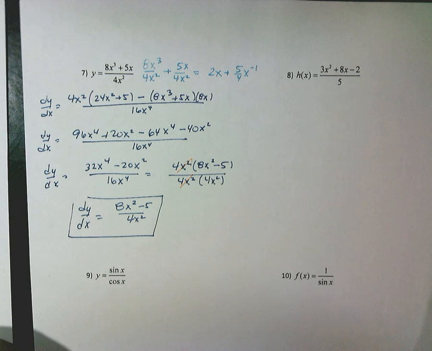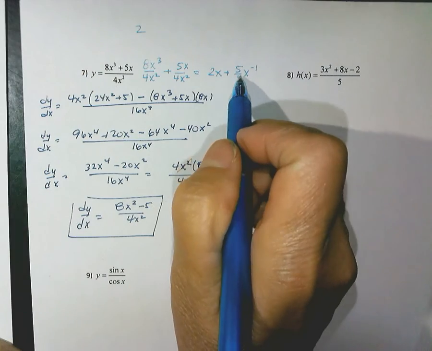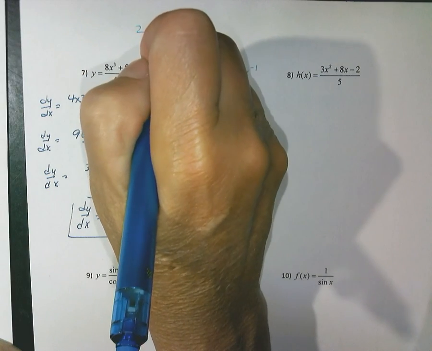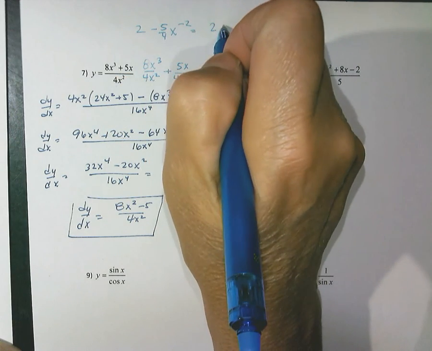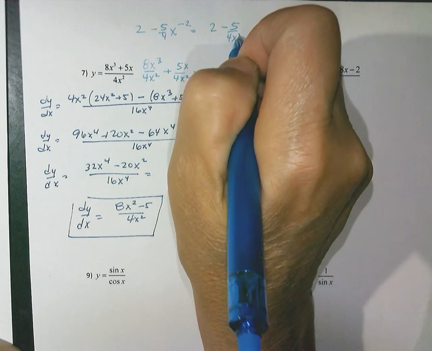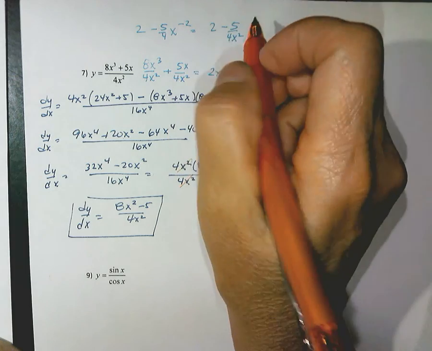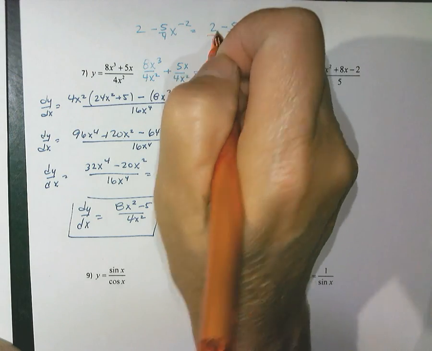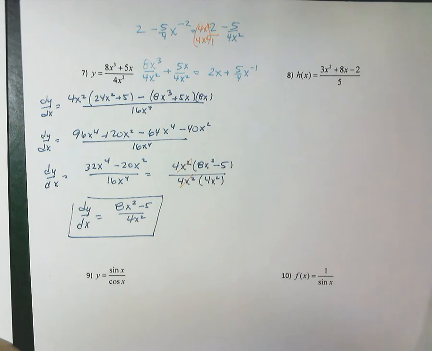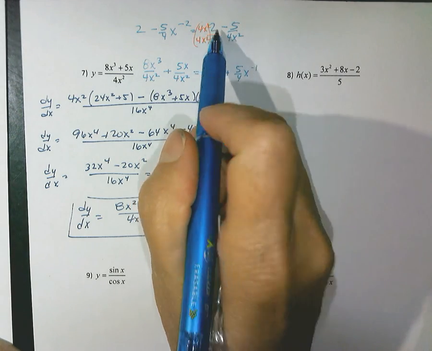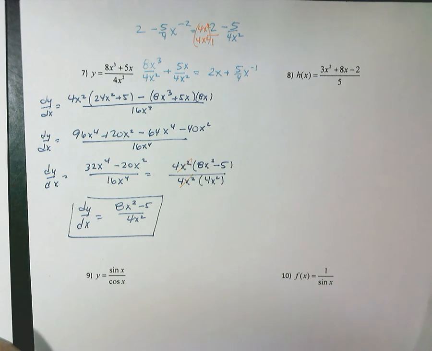If I take the derivative of that, we can move up to here: 2 minus 5/4 x to the negative 2, which is 2 minus 5 over 4x squared. If I get a common denominator, I multiply the 2 by 4x squared over 4x squared. 4x squared times 2 gives me my 8x squared, minus 5, over 4x squared.